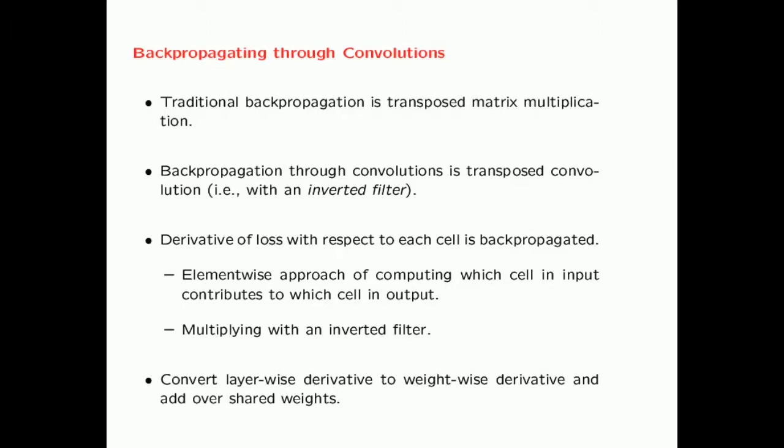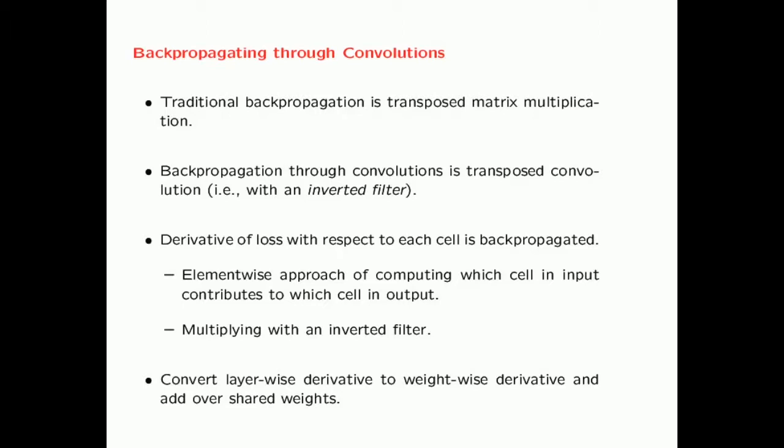The second approach, and the more easy to understand approach, is by looking at them from the point of view of filter operations. So imagine you have a layer in which you have backpropagated all the gradients, let's say layer i plus 1. For each element in that layer, you have the partial derivative of the loss function with respect to that element. Now you can show that backpropagating this gradient to the previous layer can be done by multiplying with an inverted filter.